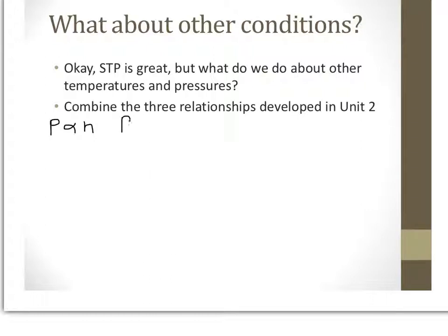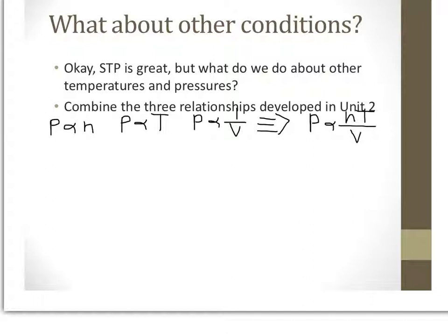In other words, if we double the number of particles, the pressure doubles. We know that pressure is proportional to the temperature. As the temperature doubles, the pressure doubles. We also know that pressure is proportional to 1 over the volume. That means if the volume doubles, the pressure is cut in half, or if the pressure doubles, the volume is cut in half. So I'm going to combine these three to make a little expression here. Pressure is proportional to N times temperature over volume. I just combined those three into one.